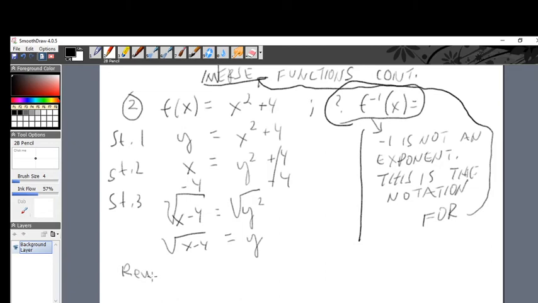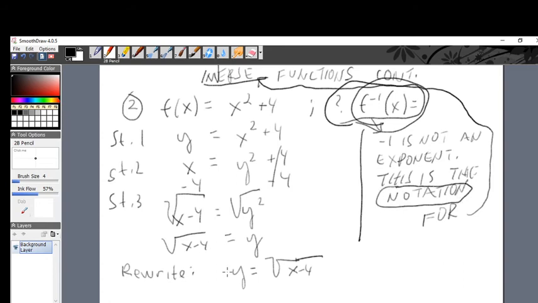Rewrite. Put y on the left and put the square root of x minus 4 on the right hand side, and then use the notation, the one they want. This is the notation that they're interested in. So we write f minus 1 of x equals the square root of x minus 4. And there we have our final answer.